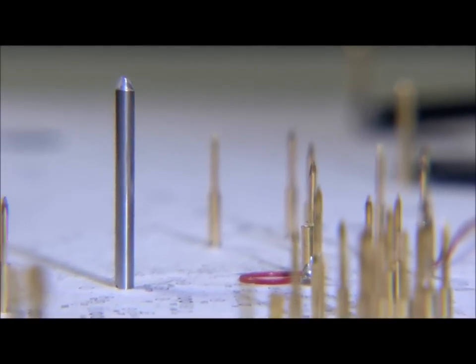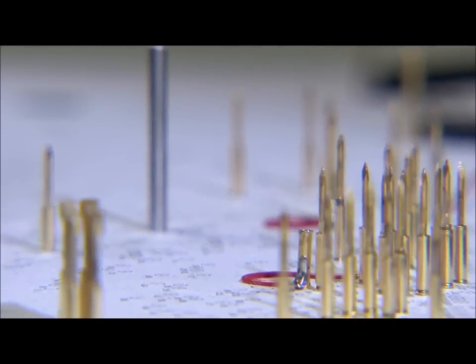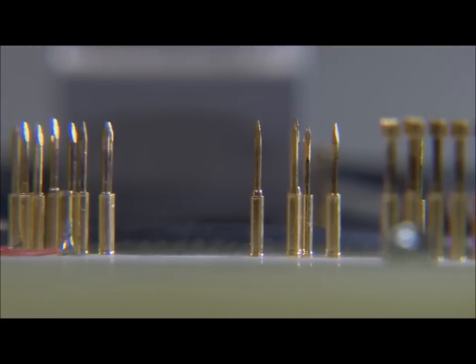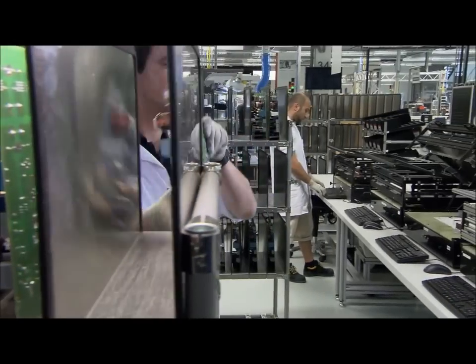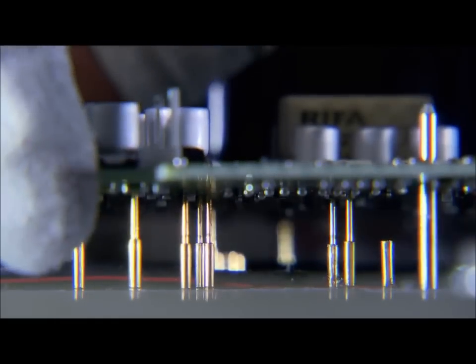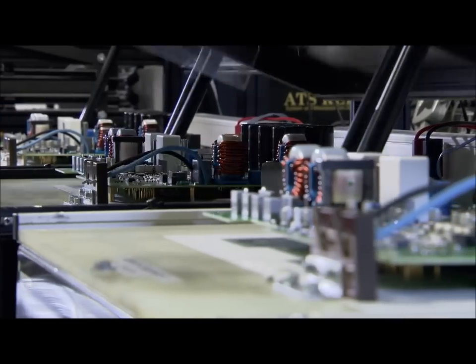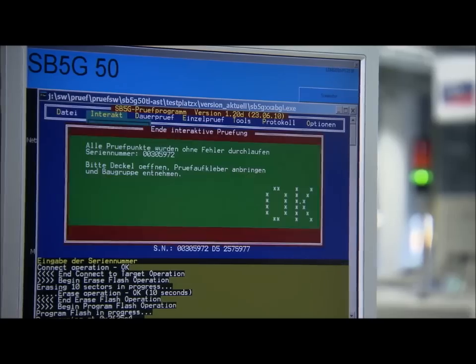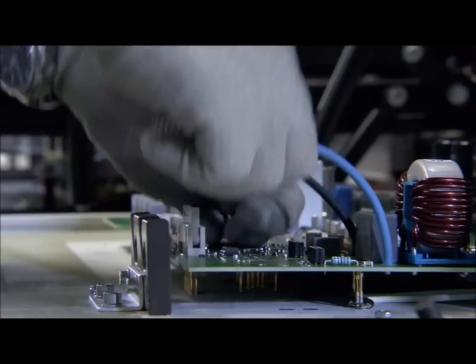For each type of circuit board, there is a matching testing device, a rack with up to 800 fine contact pins. When closed, the pins touch corresponding contact points on the board so that currents or testing signals can be applied and measured. Once the test is completed, the individual firmware is uploaded to the circuit board's memory.